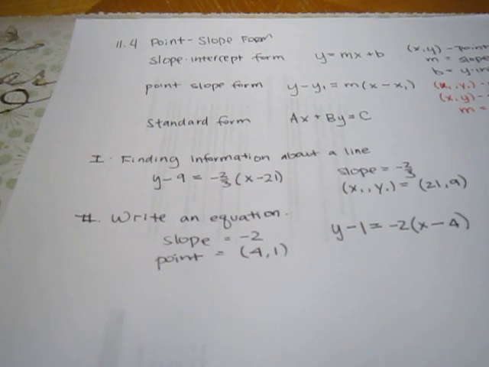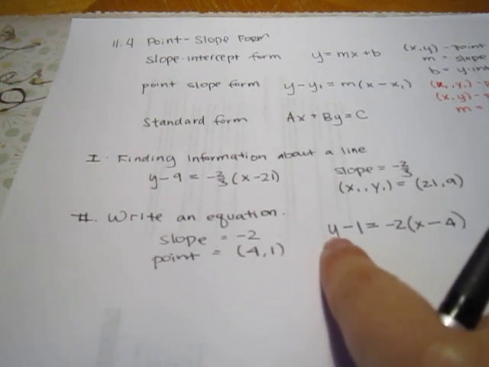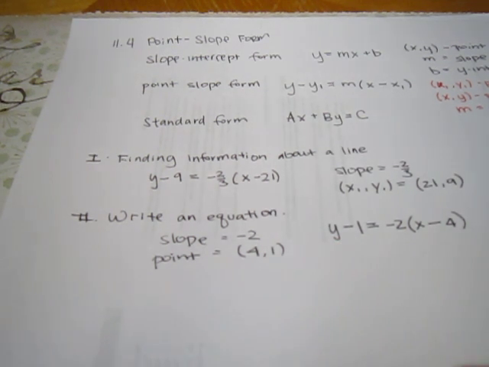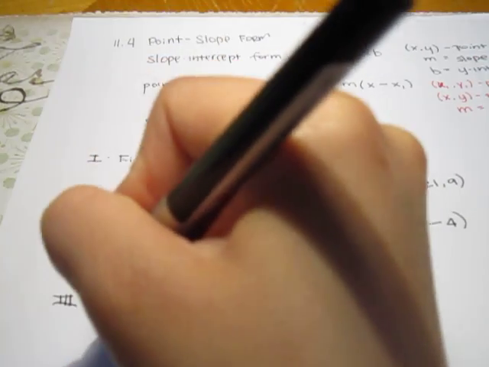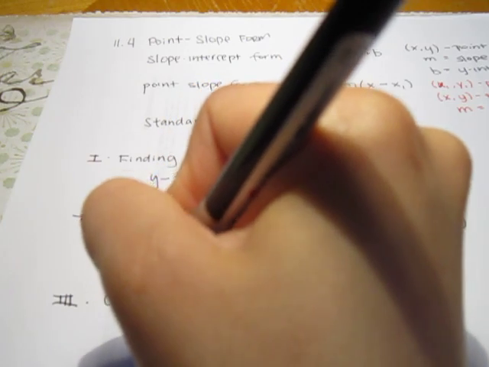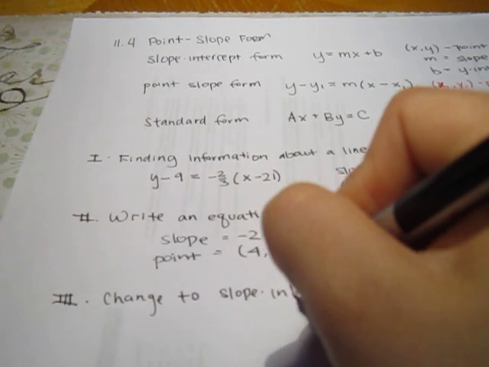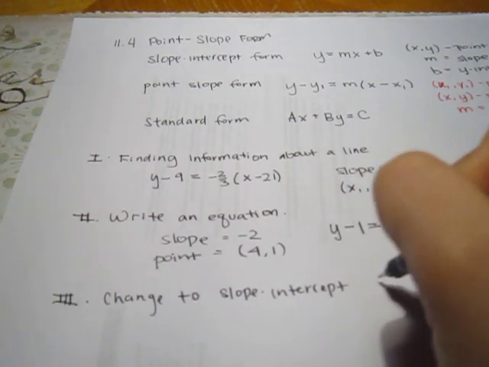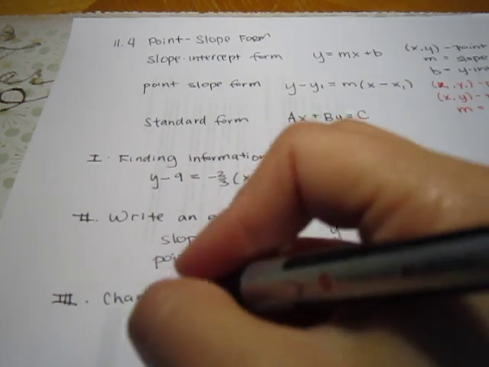Now I know people are saying, okay, but the equation looks messy and slope-intercept form looks a lot neater. Well, the neat thing is once you have created this equation, you can usually easily simplify and rearrange to make it look like slope-intercept form. Let me show you how. That's Roman numeral 3. Change to slope-intercept form. I'm going to just go ahead and recopy this equation that we just came up with.